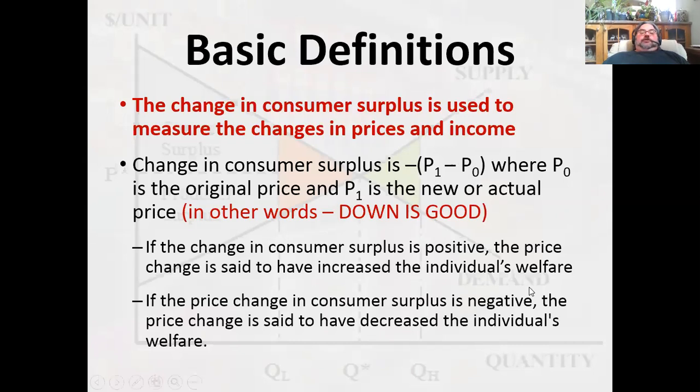So if the change in consumer surplus is positive, if the price has dropped, the price change is said to have increased the individual's welfare. And if the change in consumer surplus is negative, meaning the price has increased, the price change is said to have decreased the individual's welfare. So a positive change, good for the consumer. A negative change, bad for the consumer.